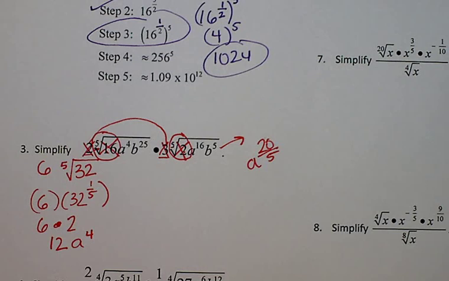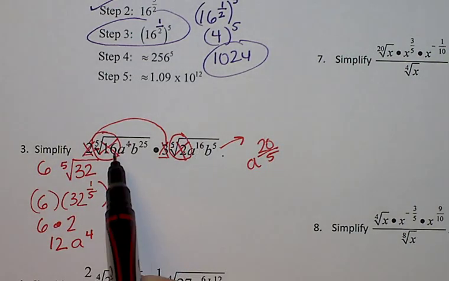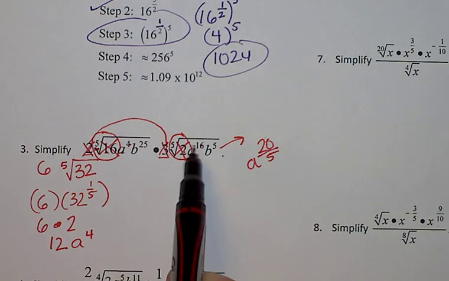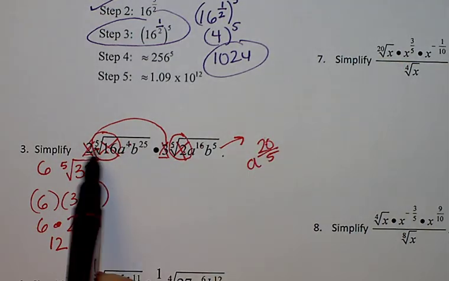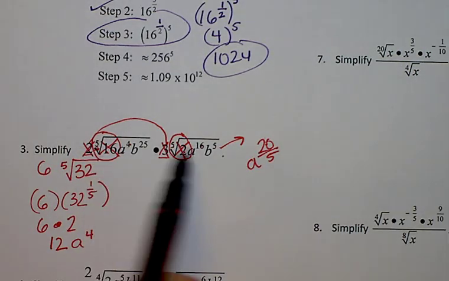That's pretty confusing. Let's talk about that again. A to the 5th times a to the 16th. So same base, you add the exponents to get 20, and then divide by the nth root. And the only way we can do this, again, is when we're multiplying and we have the same nth root.